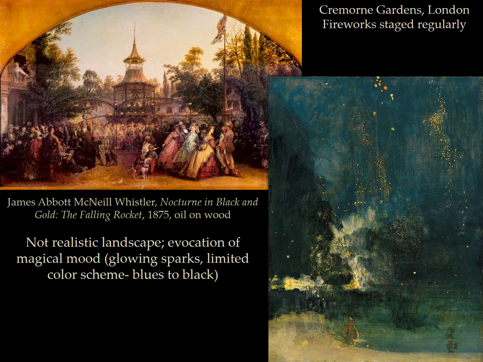Additionally, we find that what is shown, as the title suggests, of the falling rocket is certainly fireworks, but we do not see in the Cremorne Gardens in London, where this is actually taking place, a very realistic landscape. Here we have a painting of what it would look like objectively in the upper left. Instead, we're going to evoke the magical mood of the glowing sparks that are falling back to Earth after their ascent to the heavens. And we have, of course, a limited color scheme with blues and blacks that are going to be in the background, illuminated intermittently by these bright bursts of color.